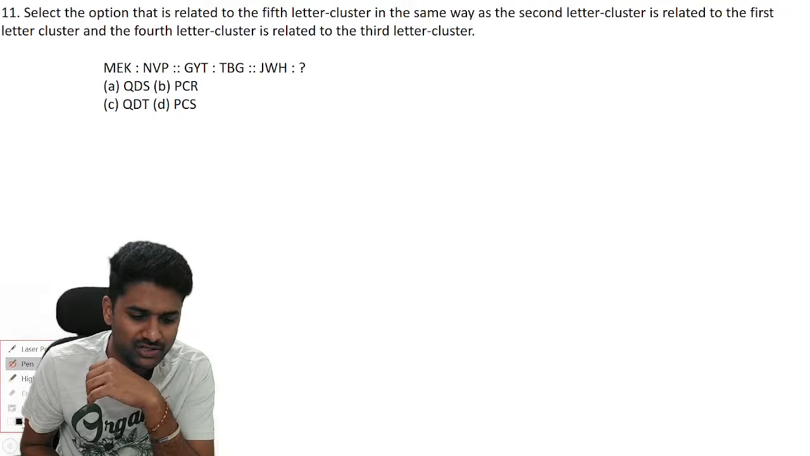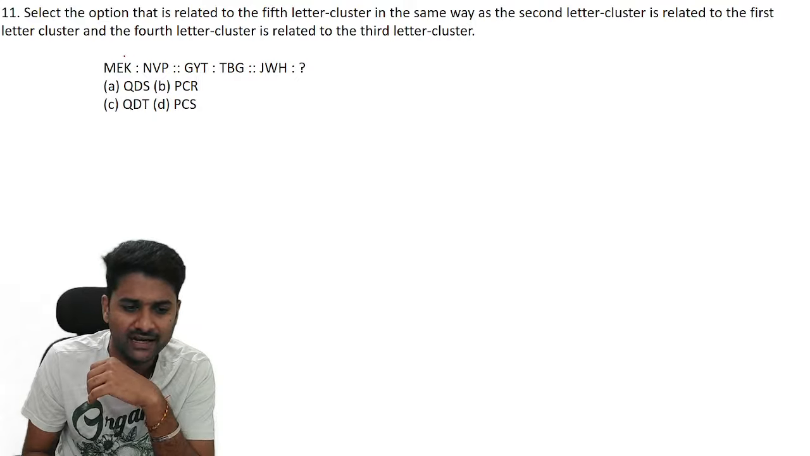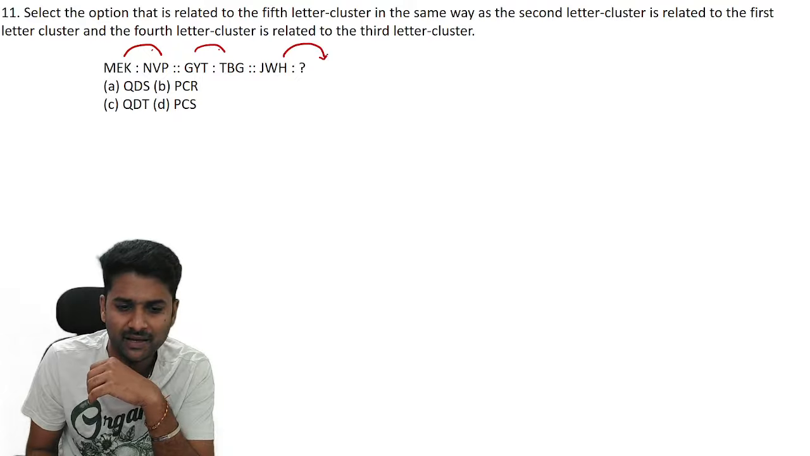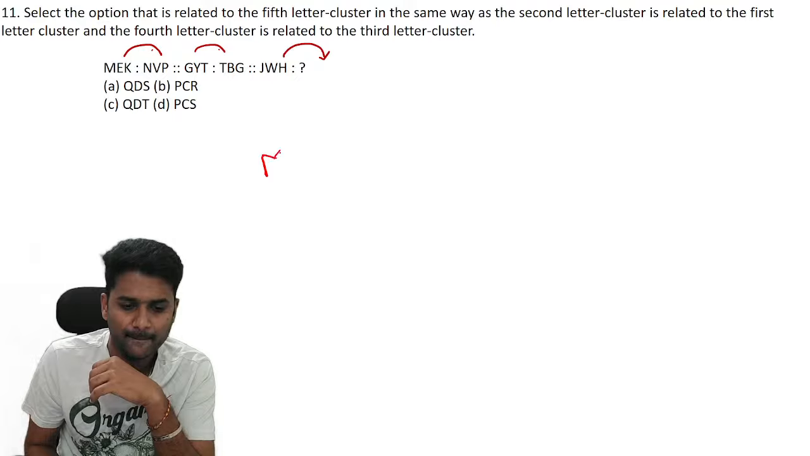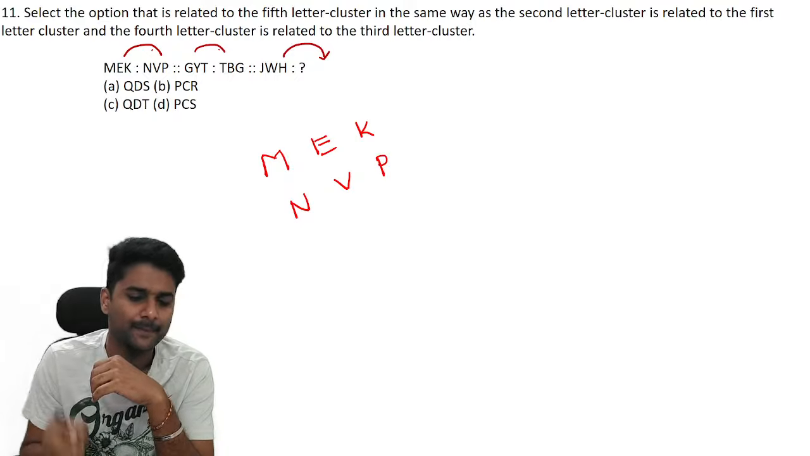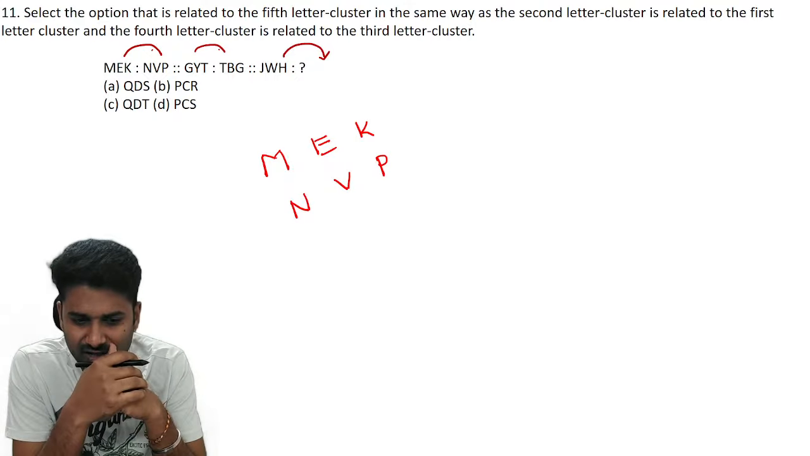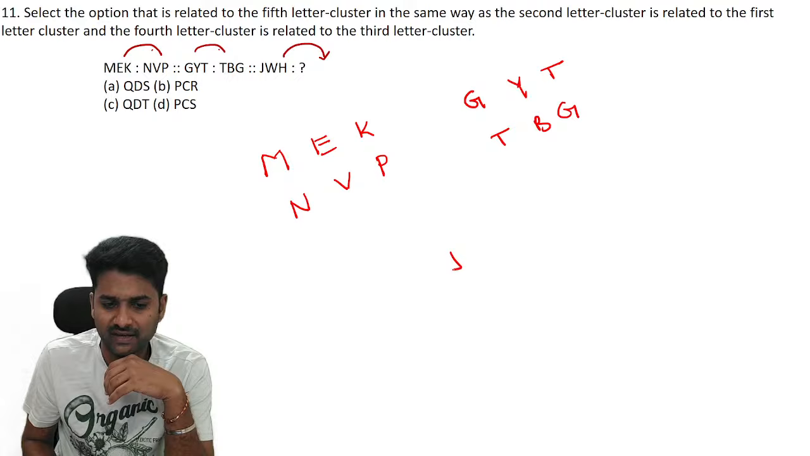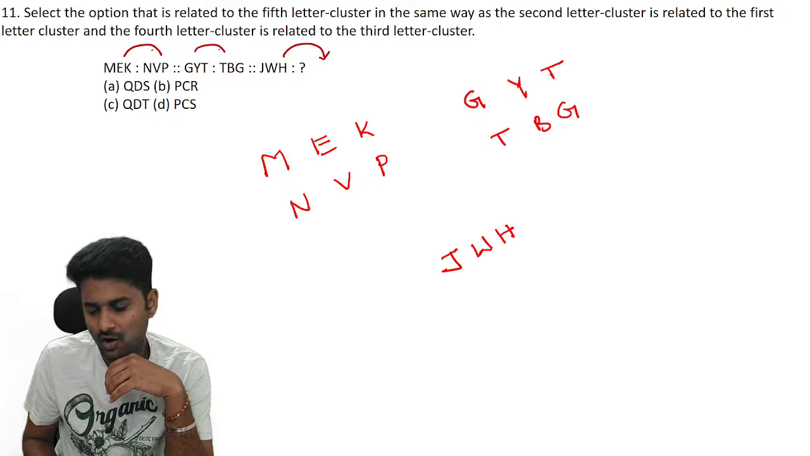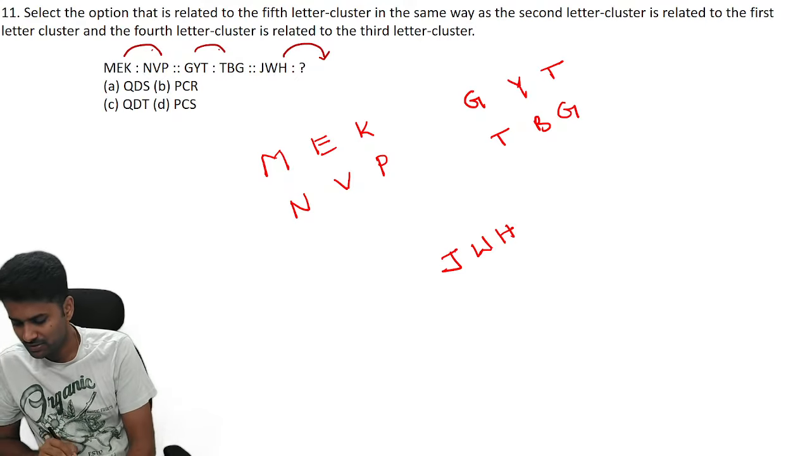So move on to the next question. It's all about the analogy. Identify the relation, and the relation must be the same and applied here. So here M E K becomes N V P. Same way, G Y T T B G. Same way J W H. How can these three letters be coded?